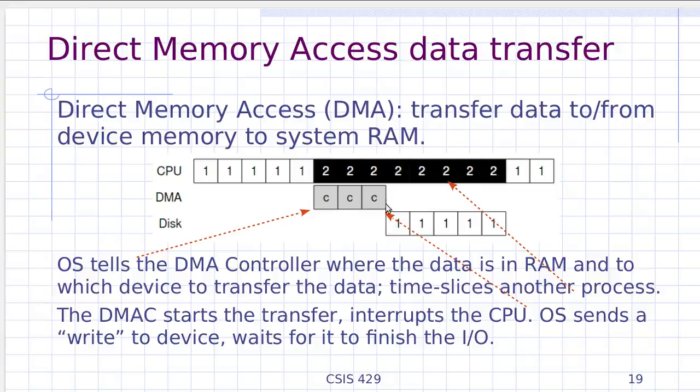It goes off and does this while the CPU can do more useful work. So the DMA controller starts this transfer and then waits for this thing to be done and interrupts the CPU when it's done, and then the operating system sends a write to the device, and then the device spends whatever time writing. It's very slow, and then when it's done, it sends an interrupt and says, okay, this writing is done, and then the CPU can switch back to process 1 if it's ready.